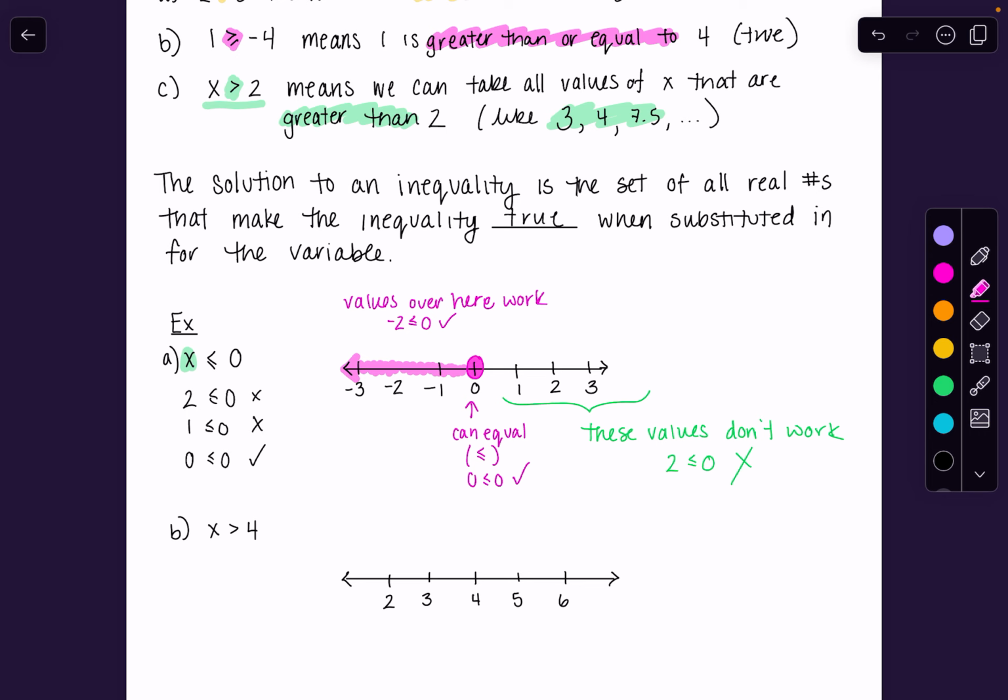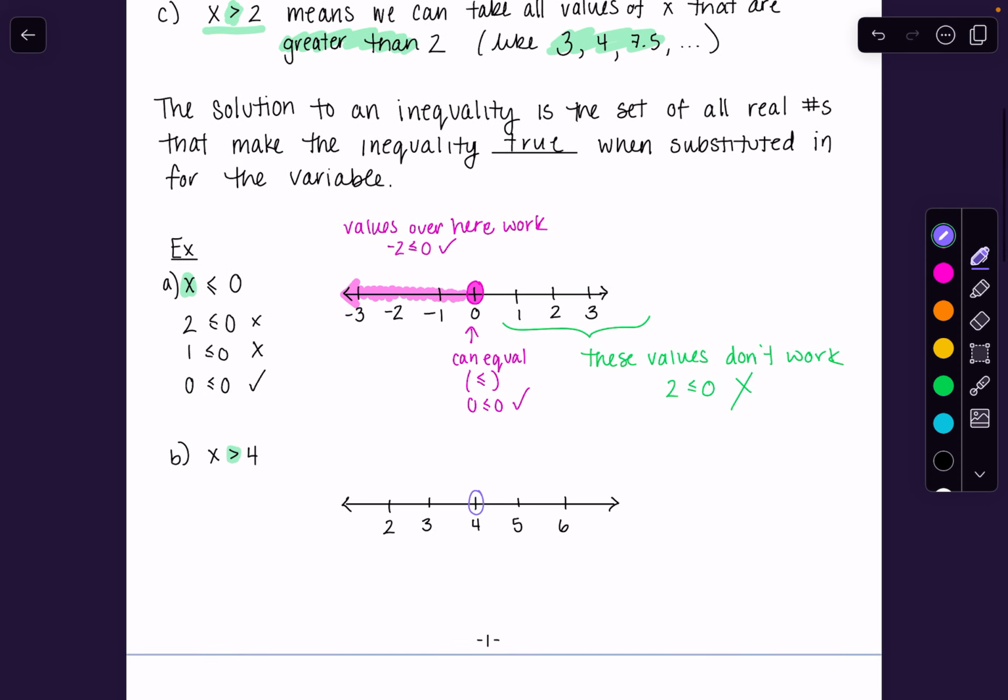Okay. Now, if I try this next one, though, I have this strict inequality. x has to be greater than 4. So I know 4 is a key component that's going to be my cutoff, and so I'm going to put a circle around it because it is important. But the problem is I can't equal this one, because I don't have that bar that's underneath it. Because if I tried to plug in 4, I get 4 is greater than 4. That is not a true statement here.